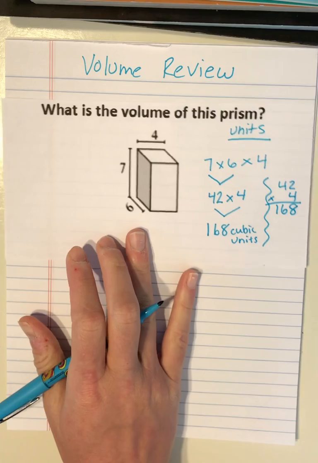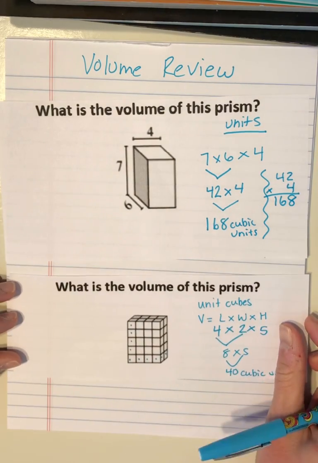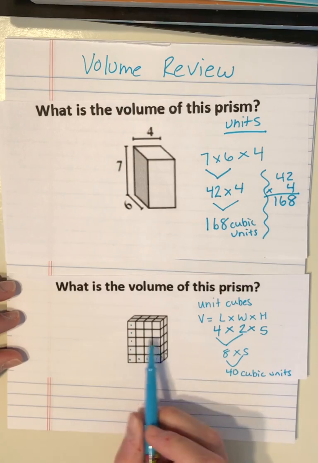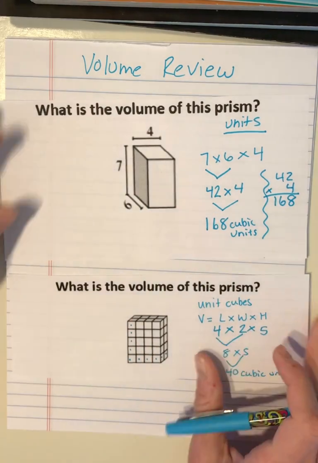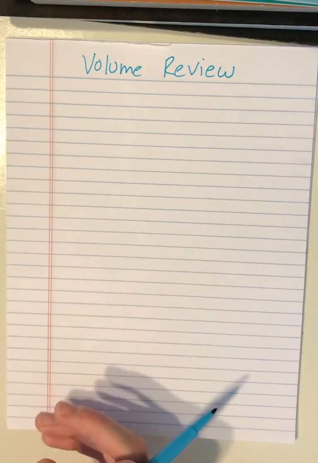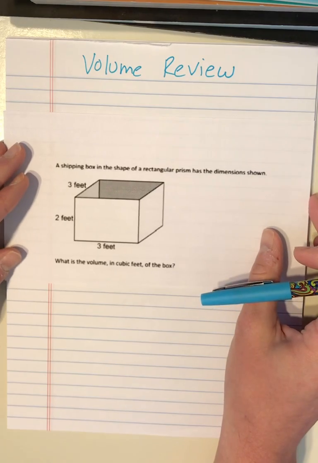So you can find the volume of a rectangular prism if it has cubes in the picture, or if it just gives you numbers. Okay, we're gonna do a couple more. This one's very similar to the other picture.